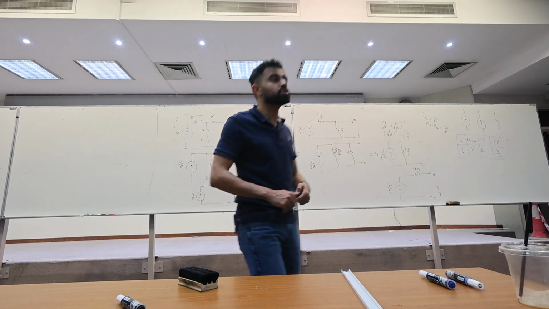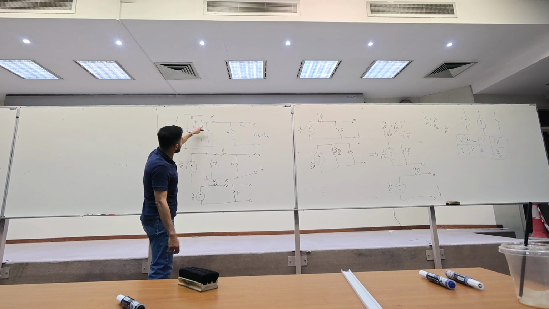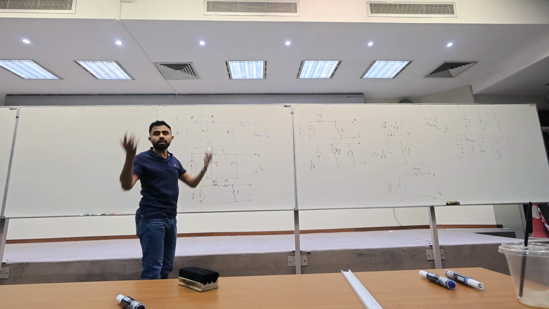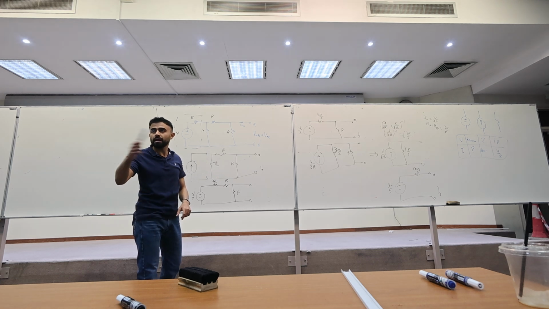Because if you don't solve it using source transformation, you will have V1 minus V over R plus V2 over R there. And yeah, I'll explain it again.